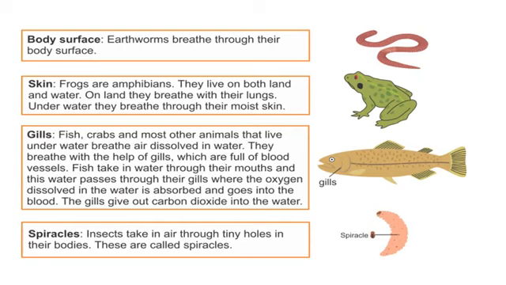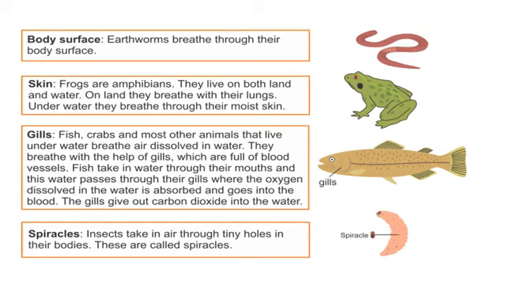Let's have a look at different organs which an organism uses for respiration. Body surface. Earthworms breathe through their body surface. Skin. Frogs are amphibians. They live on both land and water. On land, they breathe with their lungs. Underwater, they breathe through their moist skin.